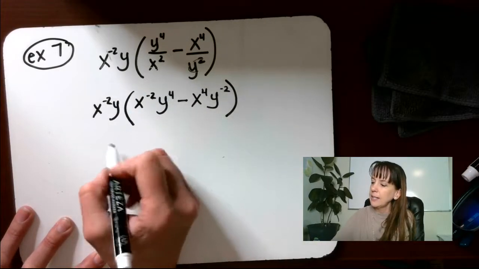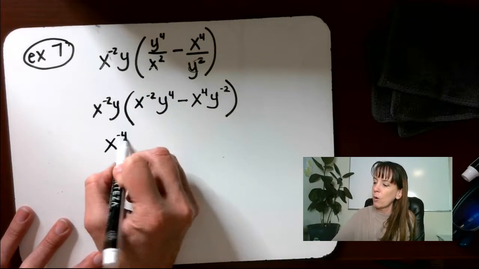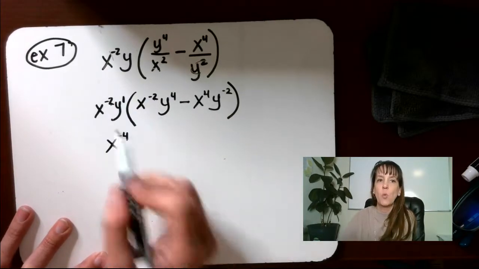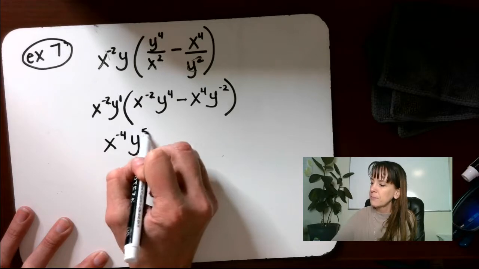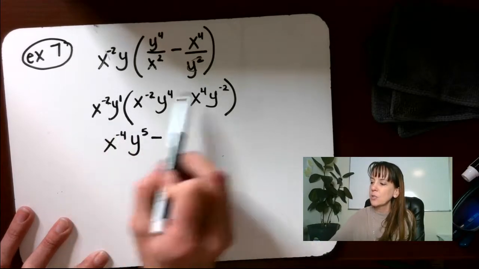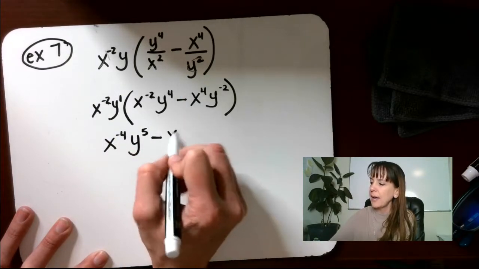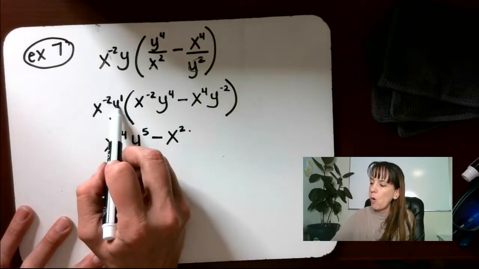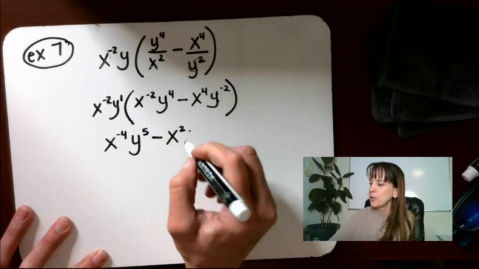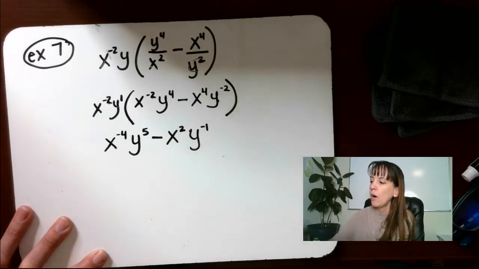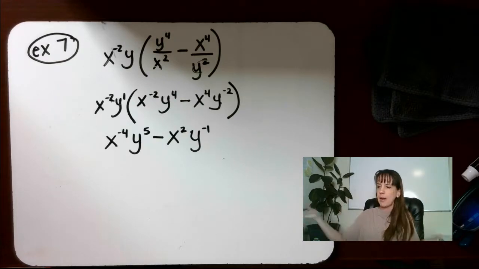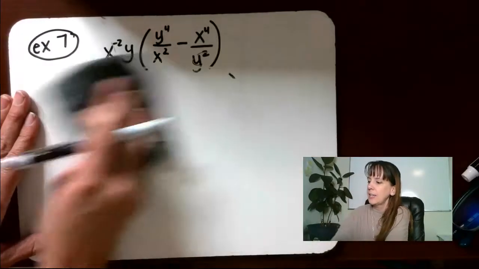So if I do that, I get x to the negative 4, because remember, we're adding these exponents. This is a 1 right here, so y to the 5th, minus x squared y to the 4th is going to be x to the 2, okay? And then I have y to the 1 and y to the negative 2. So y to the negative 1, because I add those two together and end up with that. Now they're all in the numerators. Bam, we're good to go. That's how you do that one.